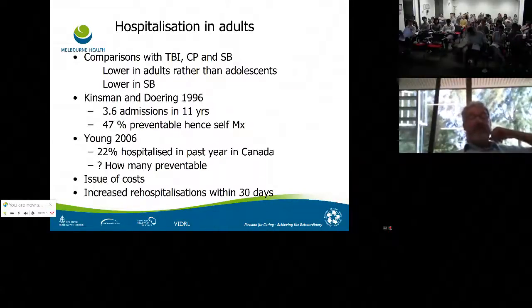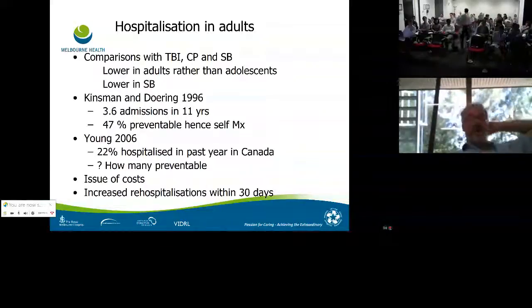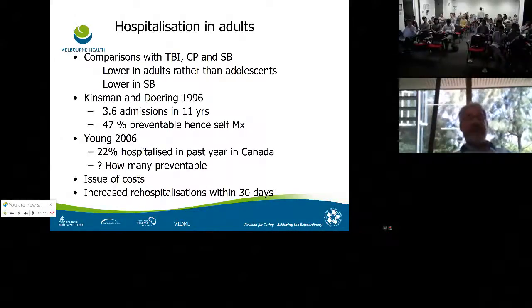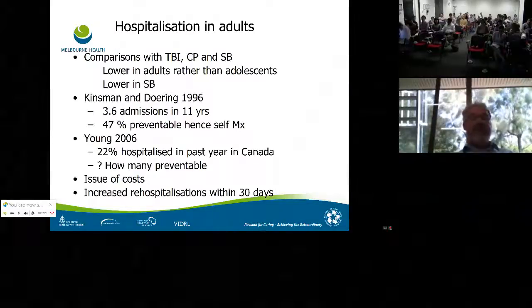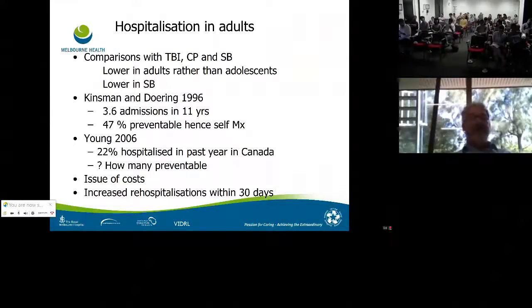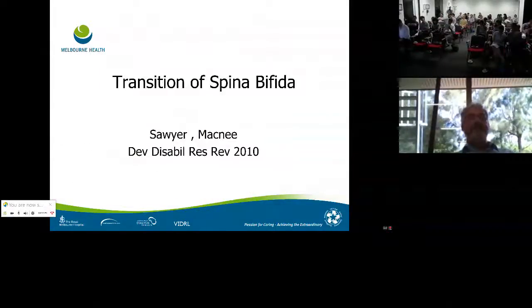A 2006 study looked at a group of adult patients in Canada, and they found that almost a fifth of those had been hospitalised in the past year, which is again an inordinate number, and quite a number of those patients had multiple hospitalisations. And therefore, there's the issue of costs, and not only that, the people who come into hospital tend to be readmitted in a relatively short time.